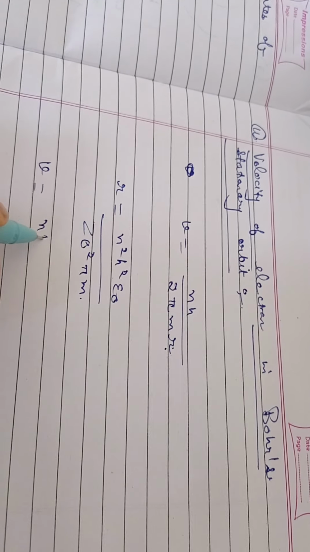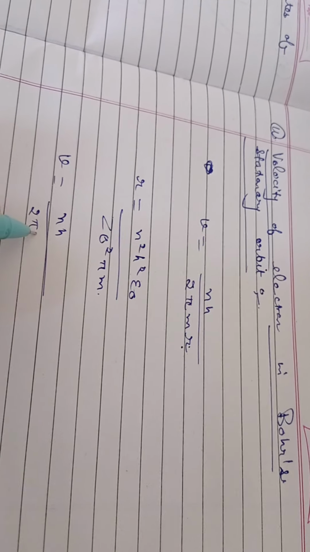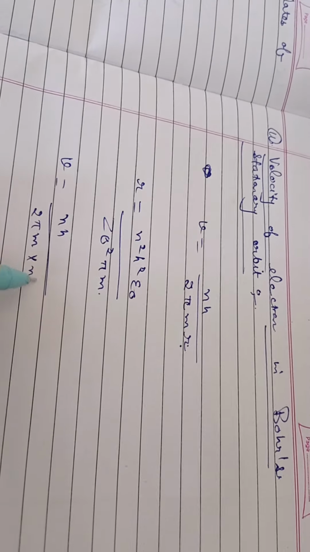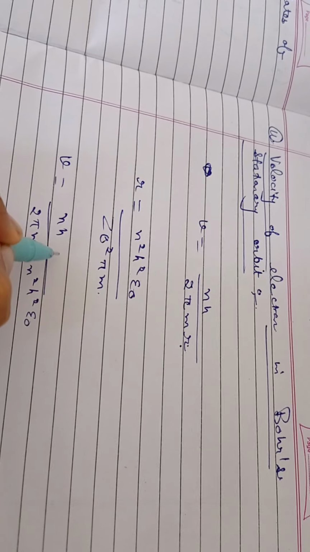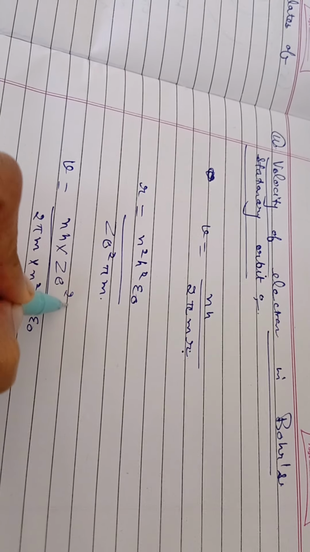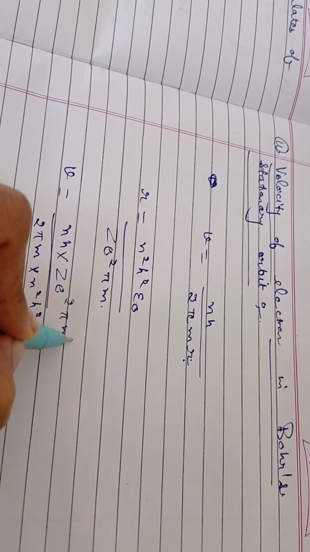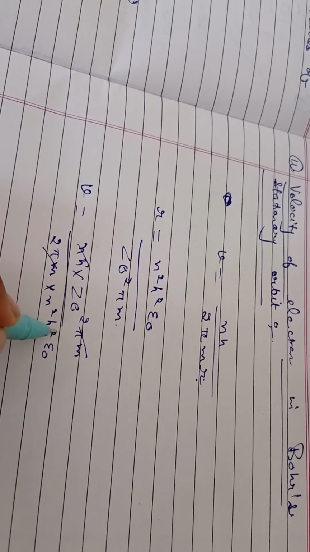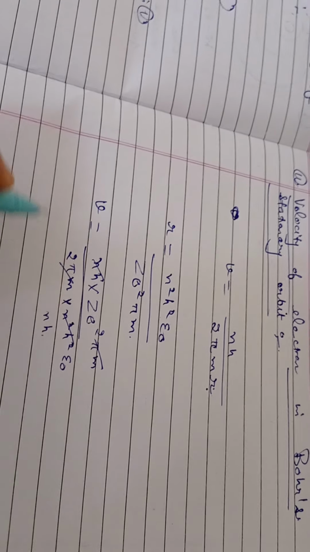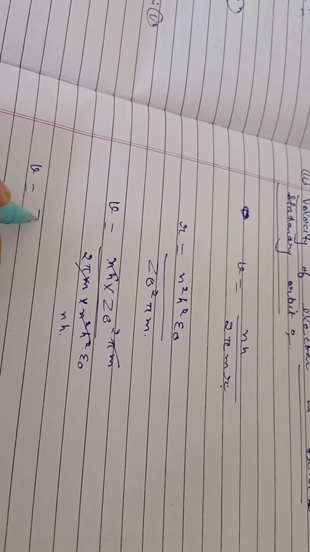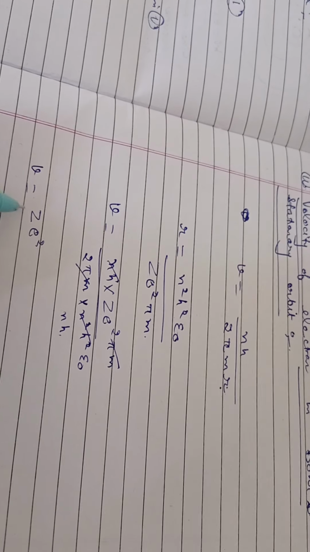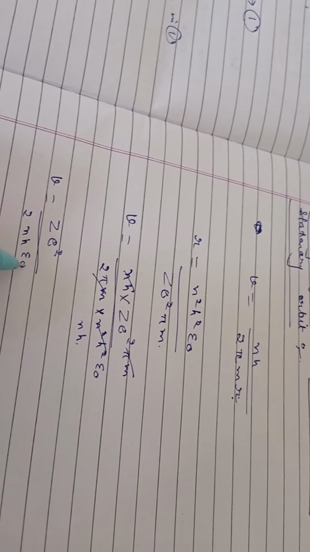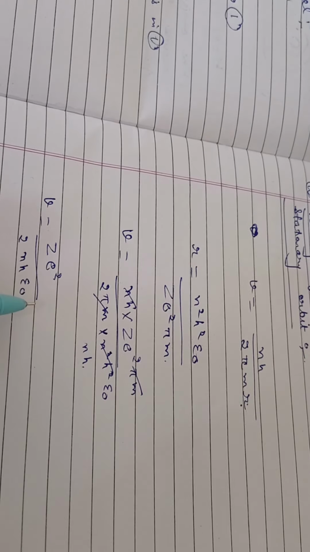v is equal to nh over 2 pi m, and here I am writing the value of r as n square h square epsilon naught over z square pi m. Cancel pi m with pi m. So the expression for v will be z square over 2 nh epsilon naught. It is the expression for velocity.